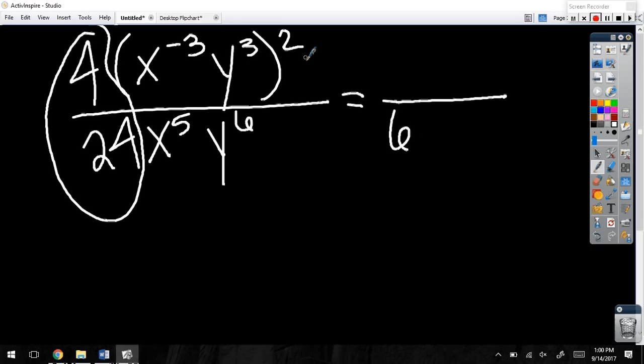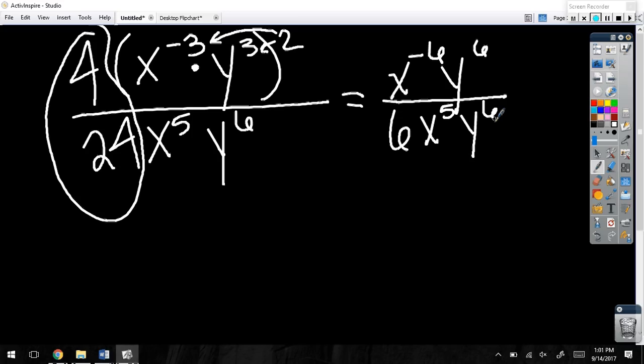All right, what about up top? What'd you do up top first? We basically distributed. You do, absolutely. Distribute that 2 through, since I'm multiplying inside those parentheses, so I get x^-6 y. And I'm just going to rewrite this bottom because I like to do it a step at a time. Now what? Well, that 6 comes from the bottom. What'd y'all do? The 4 versus 24. Yeah, 4 divided by 24 is 1 over 6, and x^-6 on the bottom.